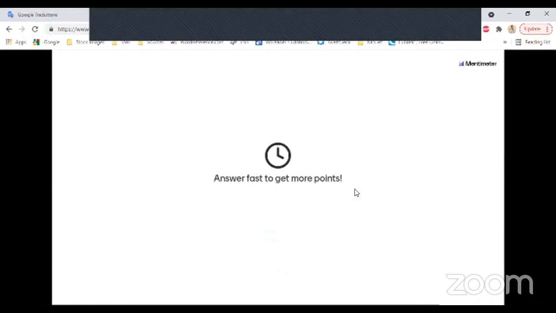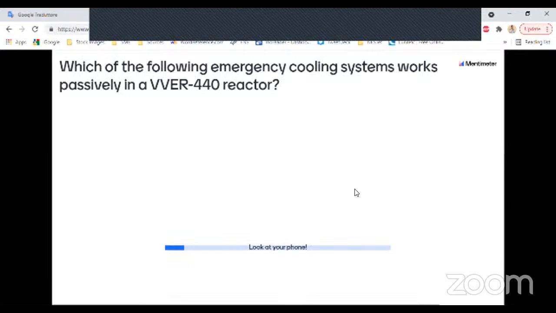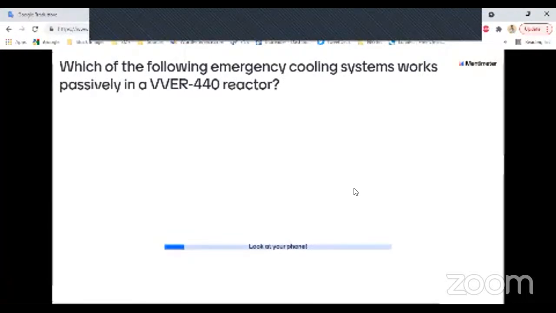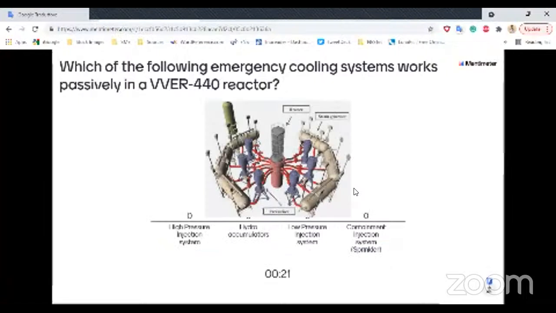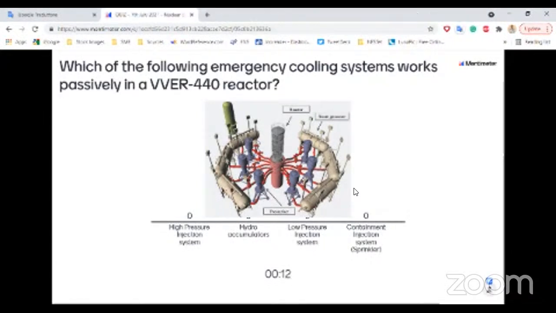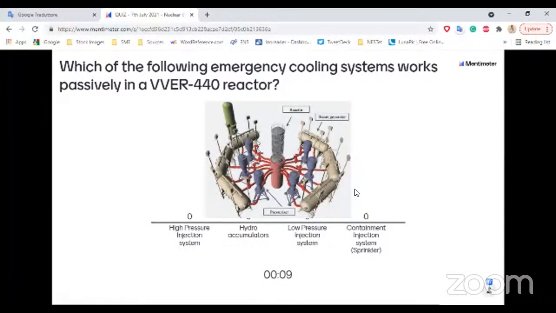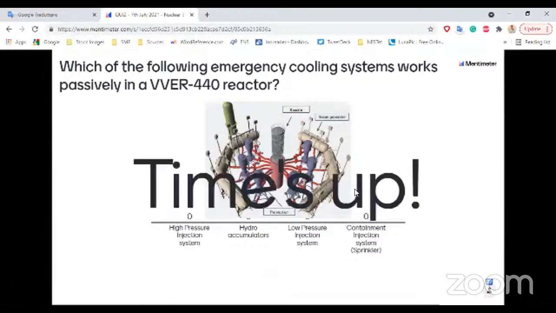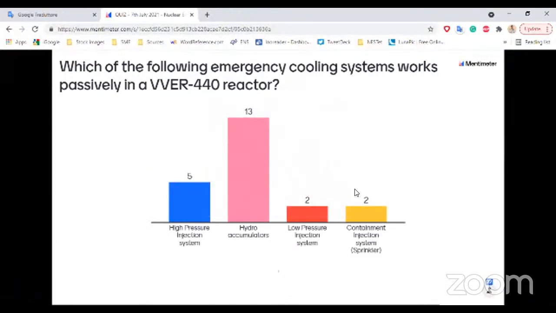Question number 18. Which of the following emergency cooling systems works passively in a VVER 440 reactor? High pressure injection system, hydroaccumulators, low pressure injection system, or containment injection system, sprinkler? One of these. Time is up, and the correct one is, yes, exactly the second one, hydroaccumulators. Congratulations.